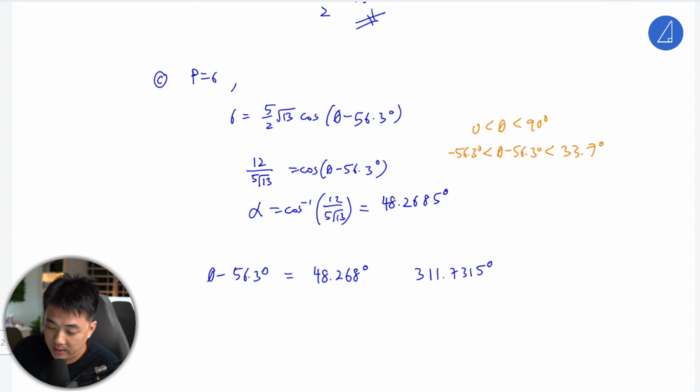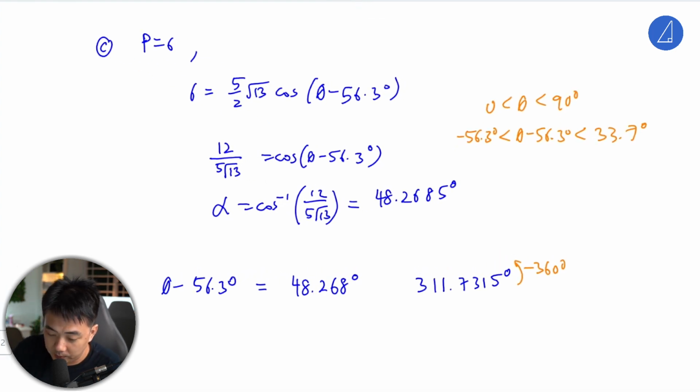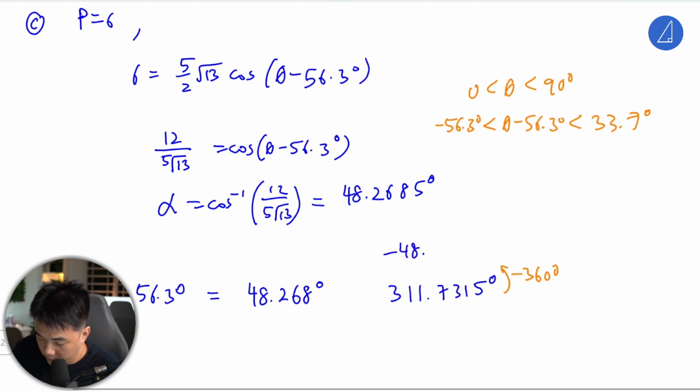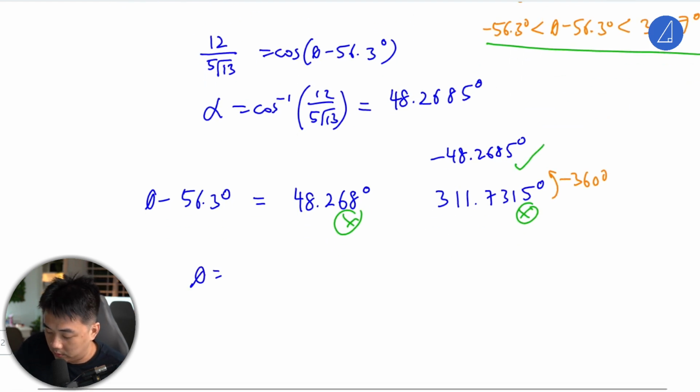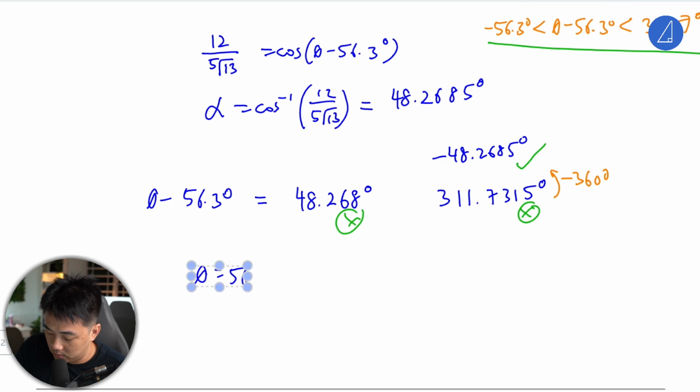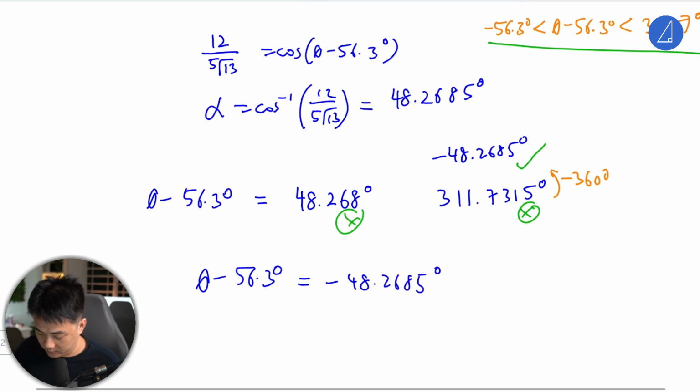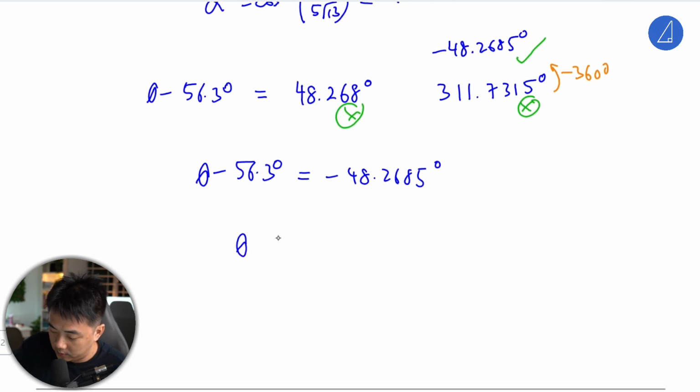So I think this we could just minus off 360. And will we get the range? Yep, we get negative 48.2685 degrees. So we can accept this because it's within the range here. Can't accept this, can't accept this. So in this case here, theta minus 56.3 degrees equals to negative 48.2685 degrees, so theta is negative 48.2685 plus 56.3, that will be 8.03. So theta is 8.03 degrees.